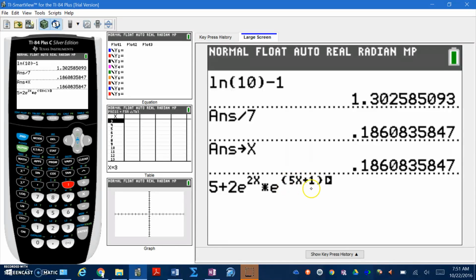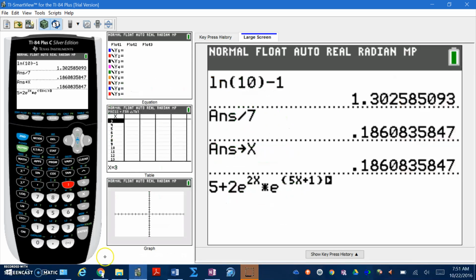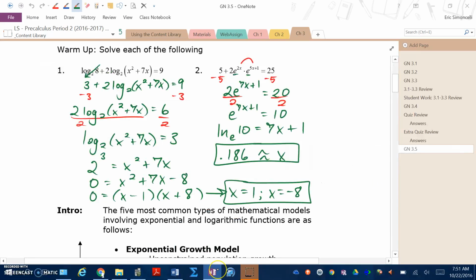I do recommend you use parentheses whether or not you have the same calculator as me. And then just hit the enter button. We should see, hopefully, our answer pop up. Yep, we do. We see 25 as the result. So 0.186 is, in fact, a good answer. It is correct. Moving on.